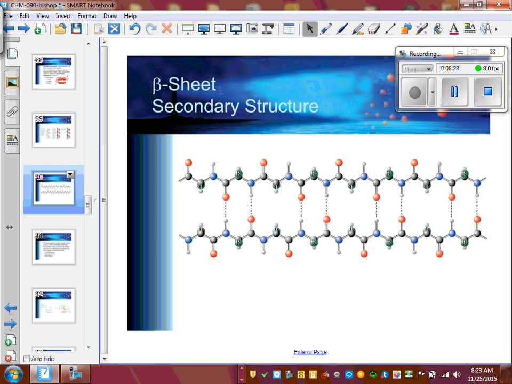So this is a beta sheet, secondary structure, where this comes out, it's going to loop back. And again, you can see here, it's held in place by these hydrogen bonds. So when it loops back on itself, it's like folding the sheet, it's held in that position by these hydrogen bonds. So that's the secondary structure.